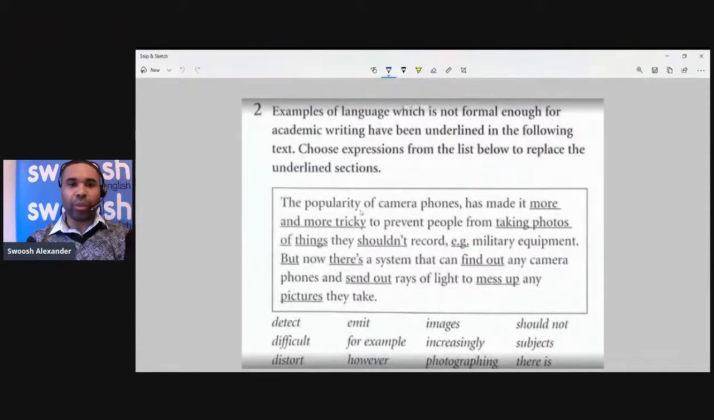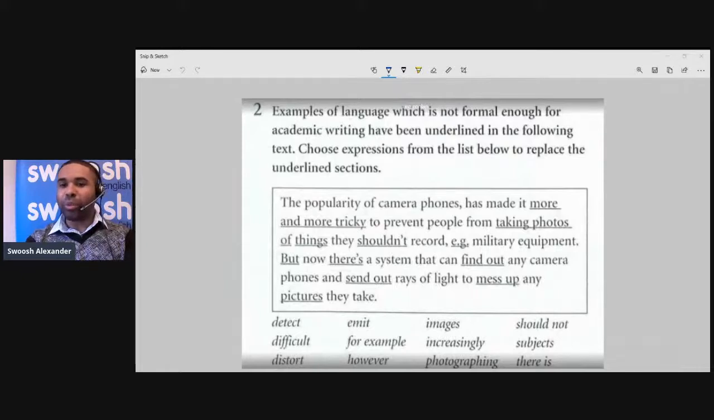We can see here that we've got examples of language which is not formal enough for academic writing. And for the IELTS, of course, you will be completing an example of academic writing. So we need to know what sort of language we should be using.